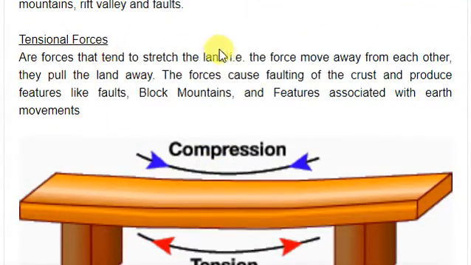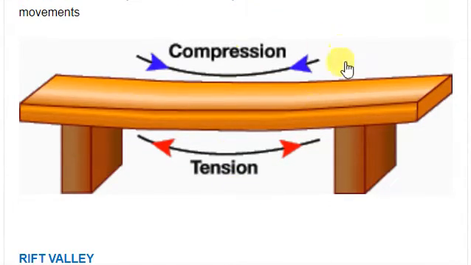These are forces that tend to stretch the land. The forces move away from each other. They pull the land away. So because they pull the land away, they can lead to different features also. The forces cause faulting of the crust and produce features like faults, block mountains and features associated with earth's movement. Kwa unaweza kuona compression of forces ambapo zinakuwa na act pamoja na tension of forces jinsi ambapo zinakuwa zina act.